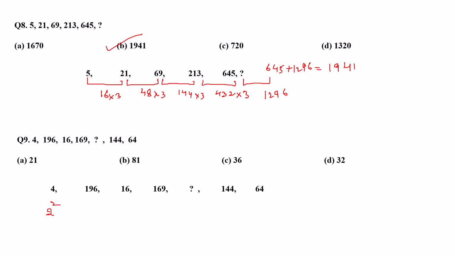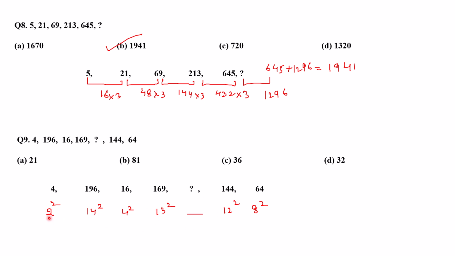2 square, then this is 14 square, then 4 square, 13 square, this is missing, now 12 square, then 8 square. Now see the relation here. Here is 14, here is 13. See, there is a gap, isn't it? After every gap, it is decreasing. First it was 14, it became 13. Then after again one gap, it became 12.